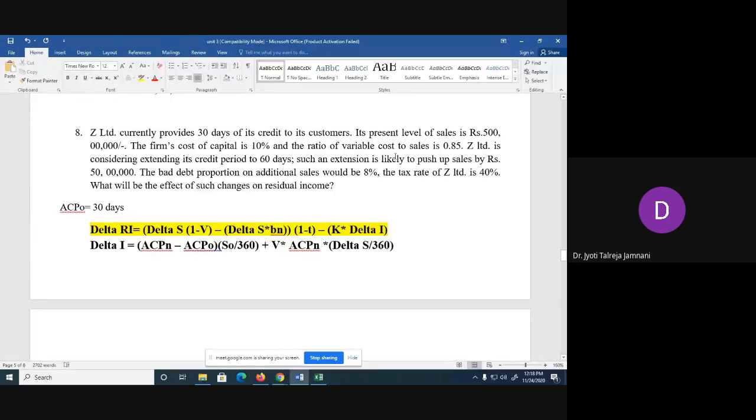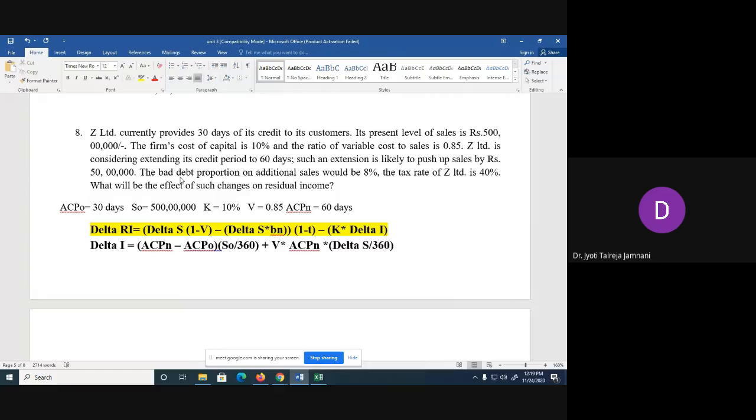Its present level of sales is rupees 500 lakhs. So you can write S naught, the present level of sales, 500 lakhs. The firm's cost of capital is 10%, so K is equal to 10%. The ratio of variable cost to sales is 0.85, so V is equal to 0.85, the variable cost ratio. Z Limited is considering extending its credit period to 60 days, so the new credit period, we call it ACPN, which is equal to 60 days.